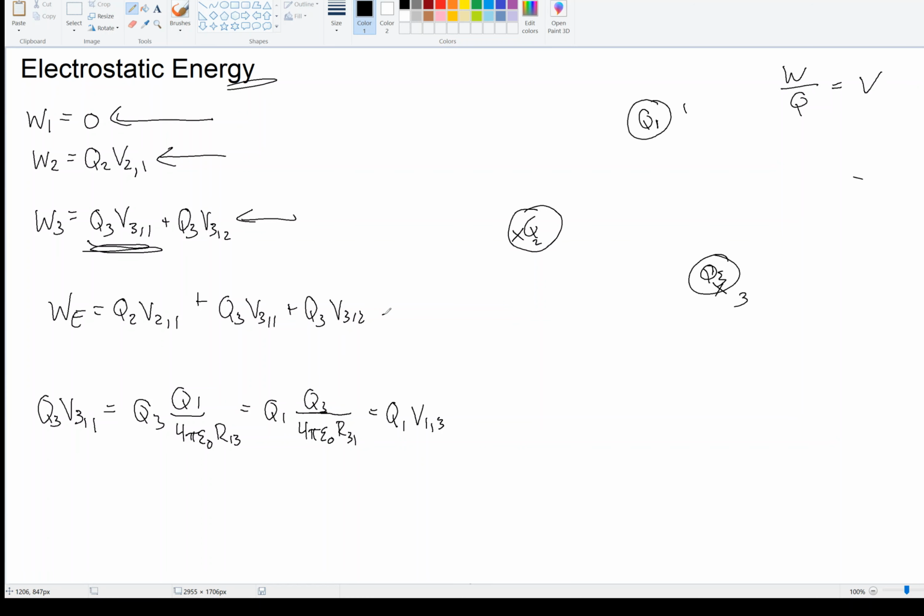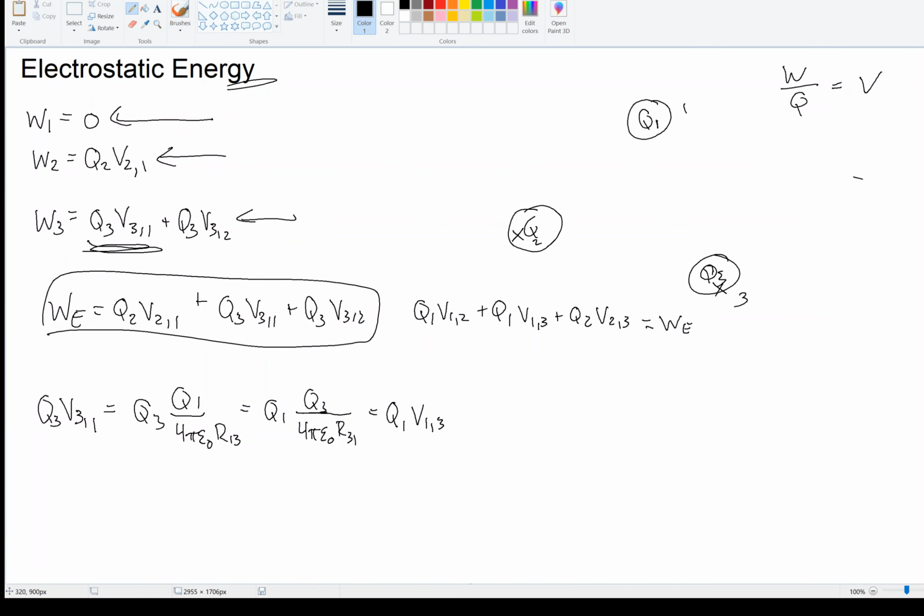So we could write the total work up here as Q1 V1,2, reversing the subscripts, plus Q1 V1,3 plus Q2 V2,3, like that. And let's put it this way, let's not set them equal. Let's say we could have written the work like this. Okay, so we have two separate equations for the work.